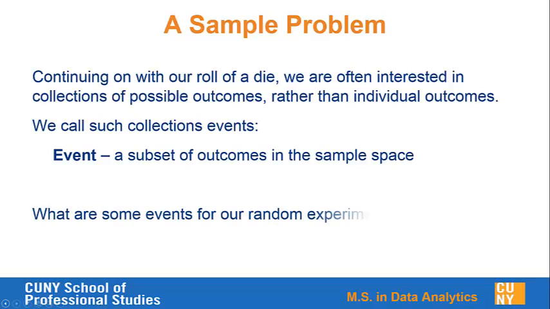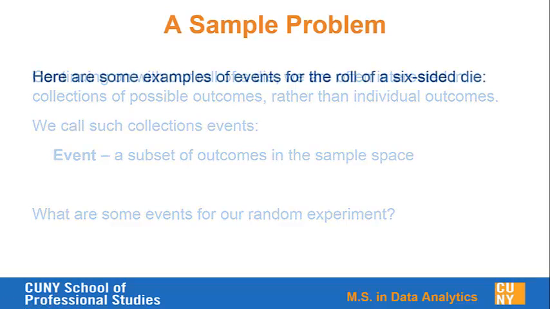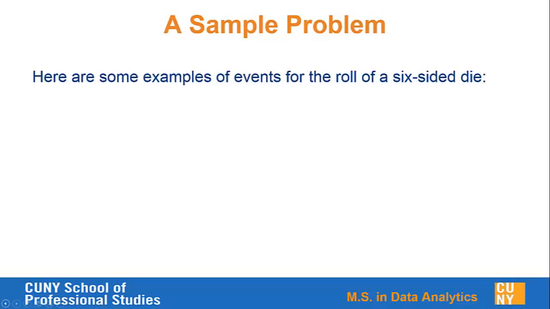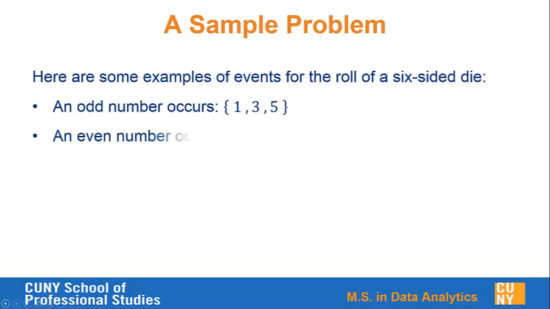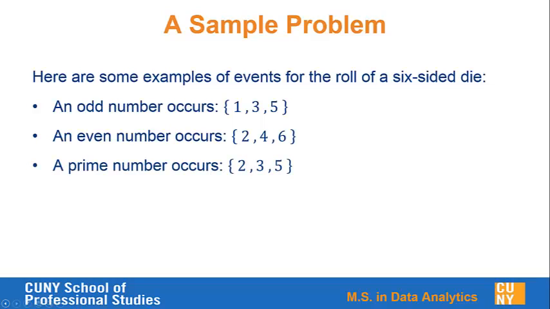So what might some events be for our random experiment where we roll a six-sided die? Let's take a second and just think about that. So what are some possible events? Well, here are some examples. One possible event would be that an odd number occurs, and that includes the group of outcomes 1, 3, and 5. Along with that, then, you could say another possible event would be an even number occurs, 2, 4, or 6. We can go further and say, what about a prime number? So an event could be that a prime number occurs, and that'll include 2, 3, and 5.